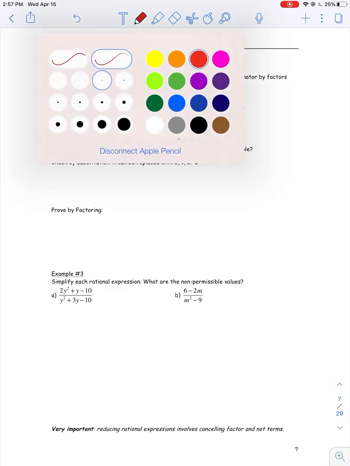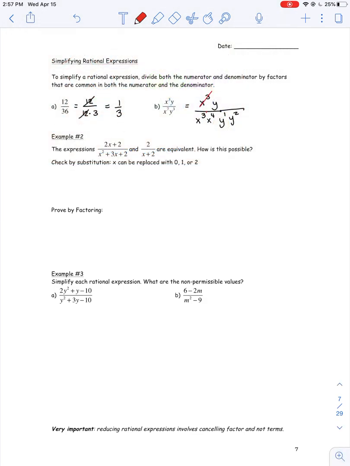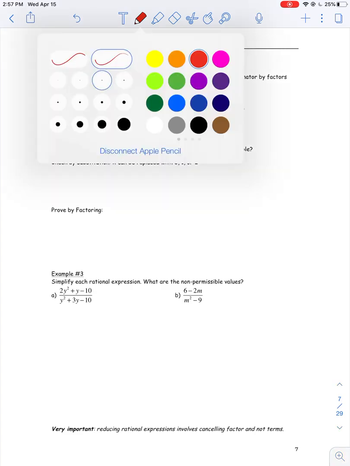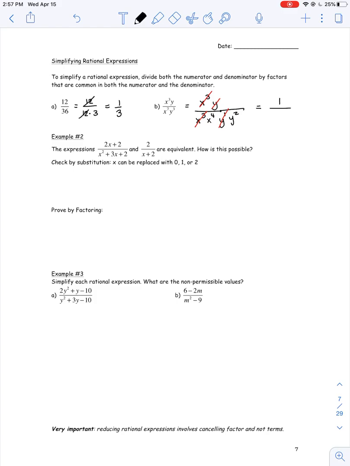The reason I do that is because these can cross off because they're identical, and the y1 at the bottom and the y1 at the top can cross each other off, leaving me with 1 at the top and x4 and y2 at the bottom. So that would be my final simplified answer.